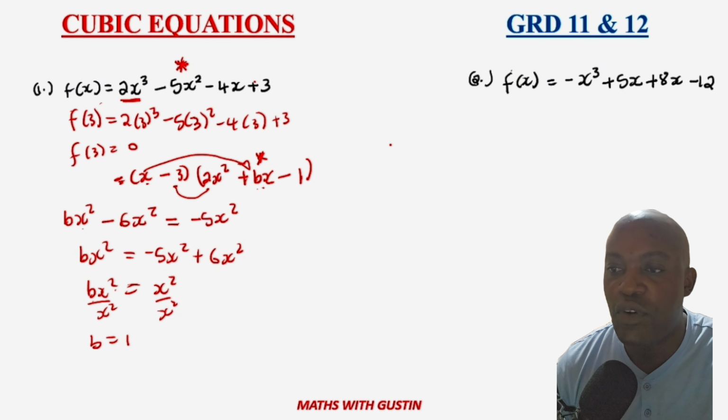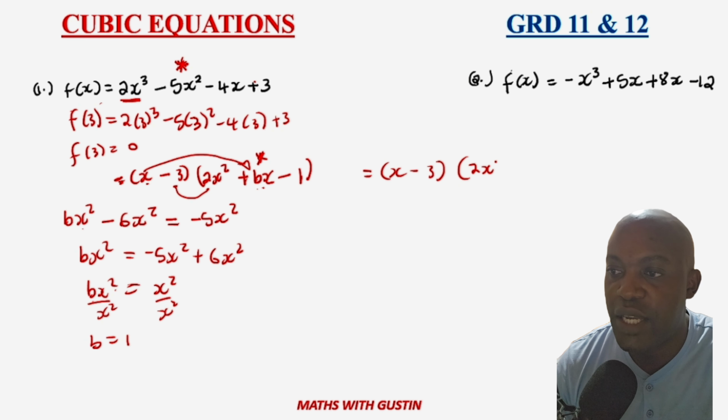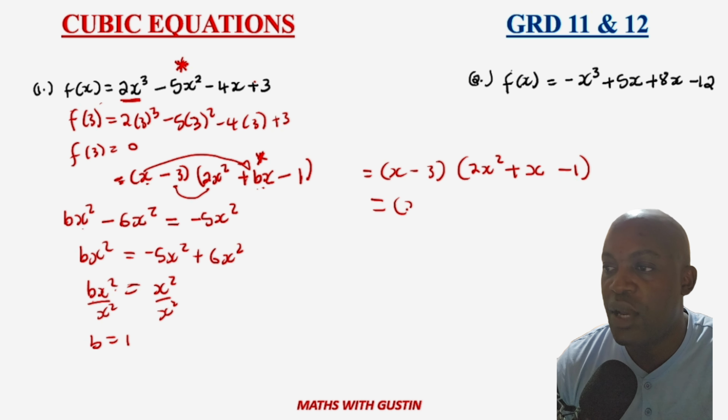So if you were to continue now to solve this equation, you are going to have x minus 3 and then 2x squared, b is equal to 1, plus x, because b is 1, minus 1.